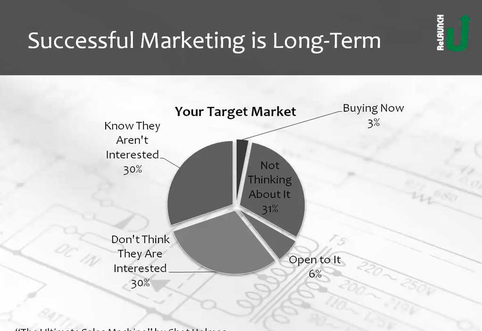There's 31% of people who are not thinking about it. There's another 6% or so that are open to it. And then there's another 30% of people who think that they are interested, but they're not sure, okay? Now, then there's another 30% where they know they're not interested. So we're not going to worry about the people who know they're not interested, but the people who just aren't aware of it, or they're not sure, or they're open to it, that's where successful marketing moves them through the process of getting to the sales point. So that's what we're working on here.